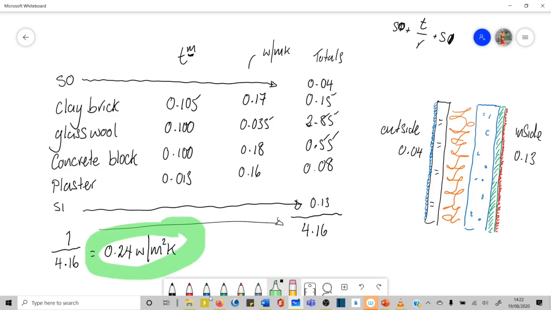Now, the question, does that conform to building regulation? Yes, of course it does, because the building regs, Part L, states 0.3 watts per meter squared Kelvin. That's where it states. So 0.24 is under that, so that's permissible. That's no problem. So of course the next thing to do would be to calculate the difference, obviously delta T, in terms of the inside temperature versus the outside temperature.